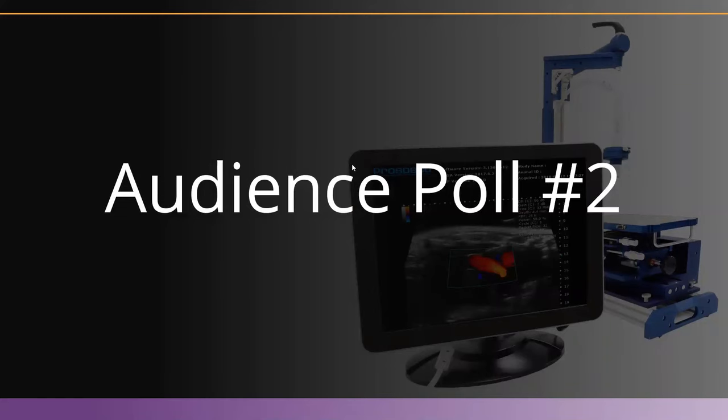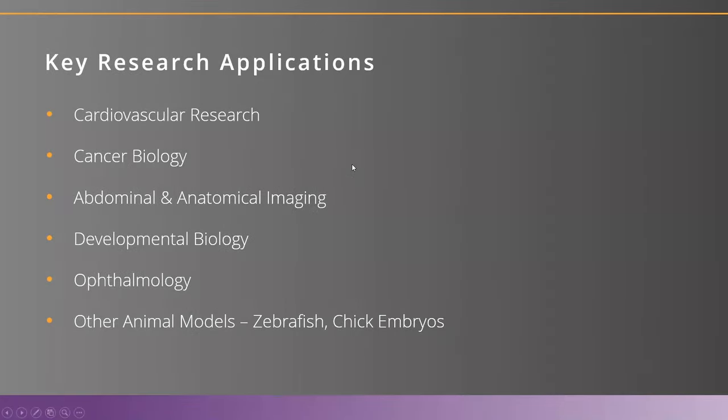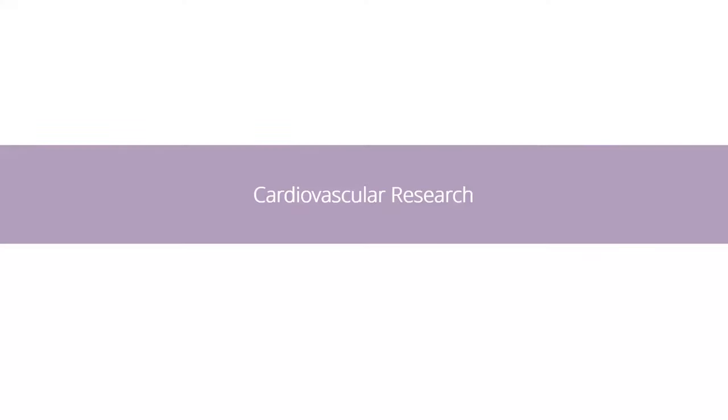And so from now on, I'd actually like to focus on specific research applications. And so we'll start to take a look at cardiovascular research, which it looked like from the first poll, there's a number of people attending for that, as well as cancer biology. We'll spend a little bit of time on some abdominal and anatomical imaging, developmental biology, and just really briefly touch on ophthalmology and any other animal models that we can image using the system or have examples of imaging. And although I'll present specific images from the zebrafish and the chick embryo, the system really can be used across many different animal models. And so just reach out to us and ask if we have examples or what our thoughts are on being able to use the system for that specific animal model.